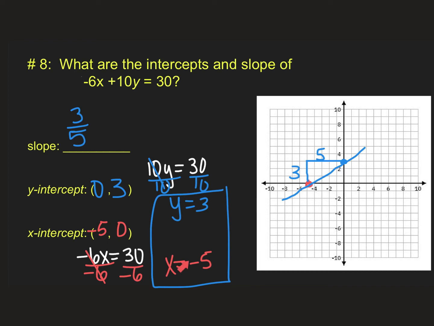Okay, be careful with your signs. I'm noticing that when kids see the negative 5, they're already assuming that the slope is going to be negative. That did not determine my slope. The graph was going up 3 to the right 5, which means that this graph, the slope was positive.